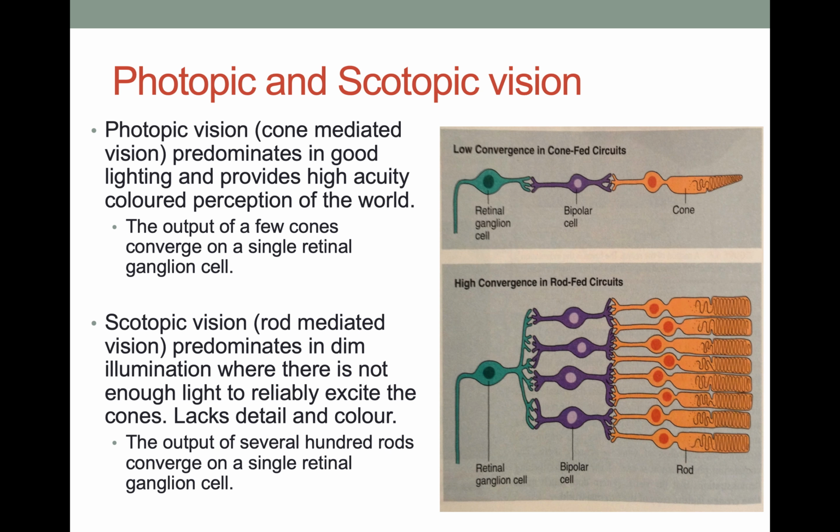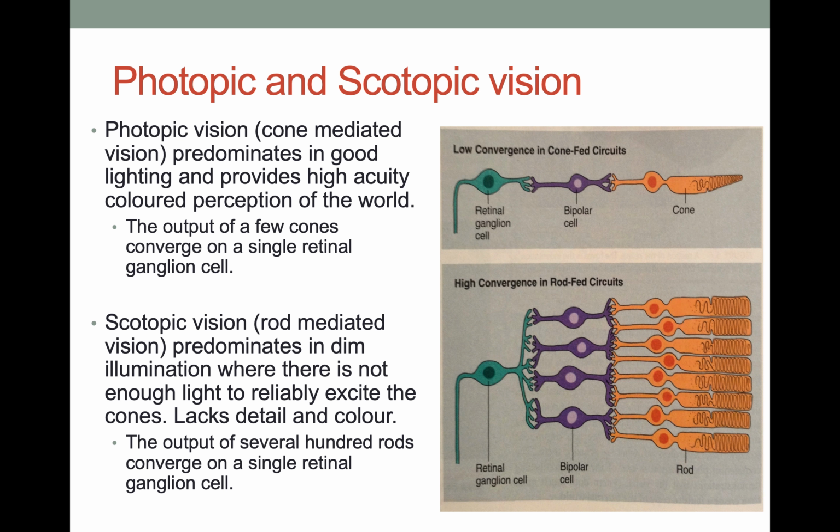Cones and rods mediate different types of vision. This is referred to as the duplexity theory of vision. Photopic vision is cone-mediated vision, and this predominates in good lighting and provides high acuity, coloured perception of the world. The output of a few cones converge on a single retinal ganglion cell.